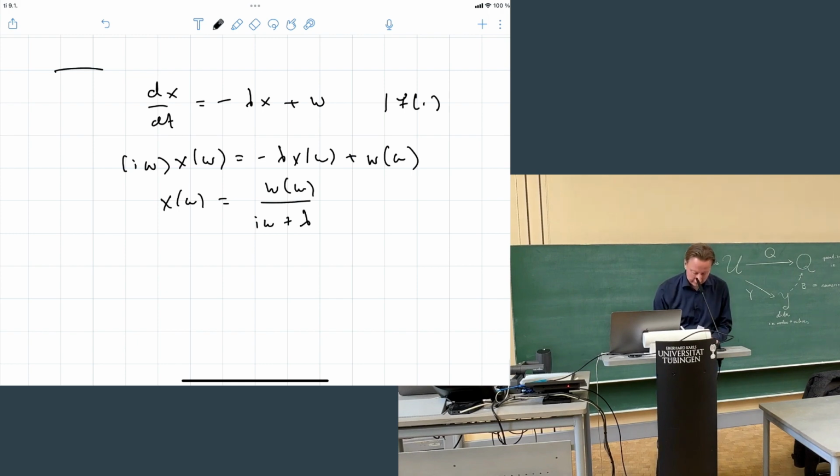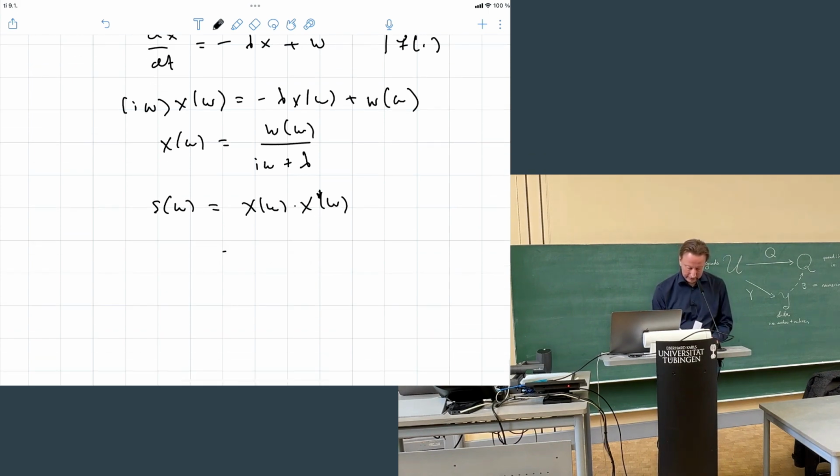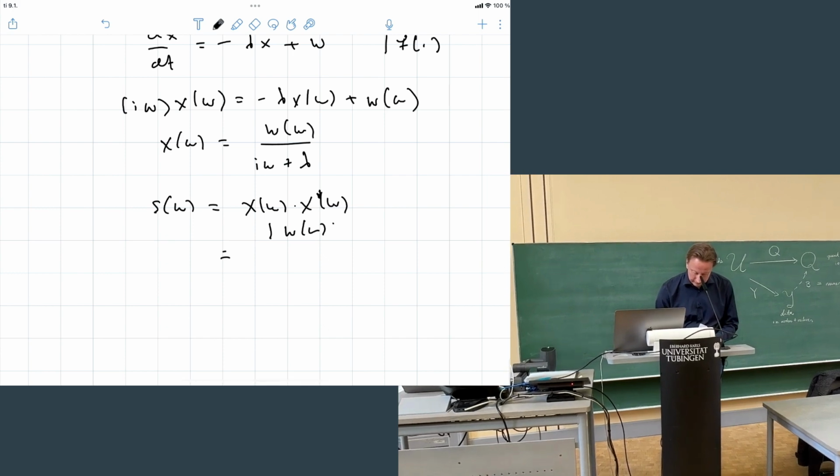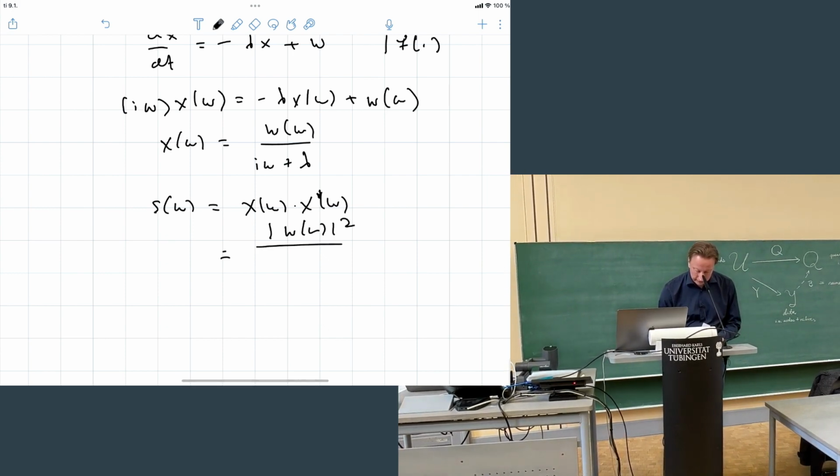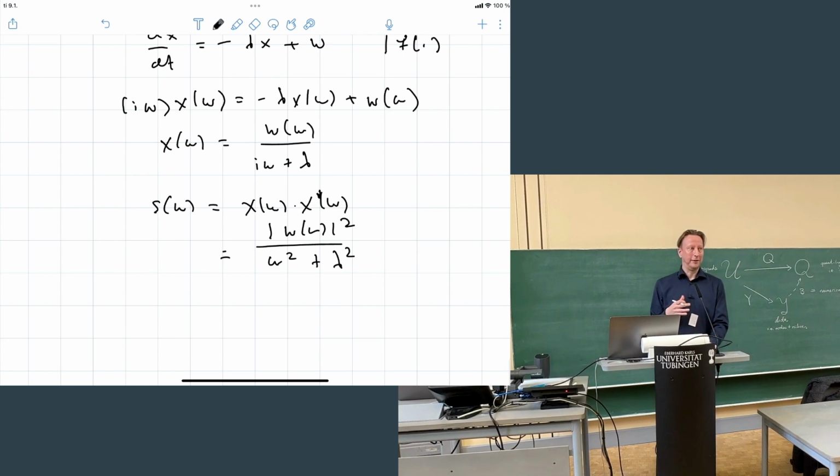So the spectral density of this process is going to be, well, x times the conjugate of x. So the absolute value squared. And what I get, if I didn't miss any minus sign, so it should be just spectral density of white noise squared, and then there will be omega squared plus this squared. So that is what the spectral density of Ornstein-Uhlenbeck process looks like.